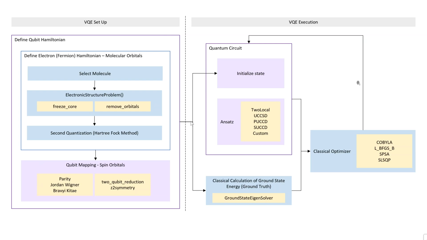But after that, once you've set up your qubit Hamiltonian, what we're ready to do is set up our quantum circuit and also do the classical calculation of the ground state energy. So this is like the ground truth that we're going to use in our optimization, to try to converge towards this value. And you may ask, why go through any of this if we can just calculate the exact answer using classical methods? The answer would basically be that VQE is still an active area of research.